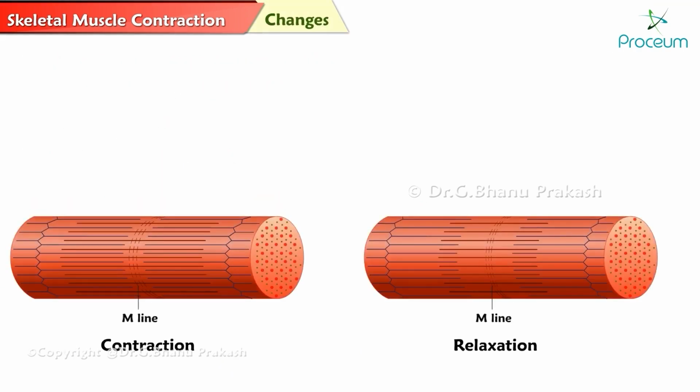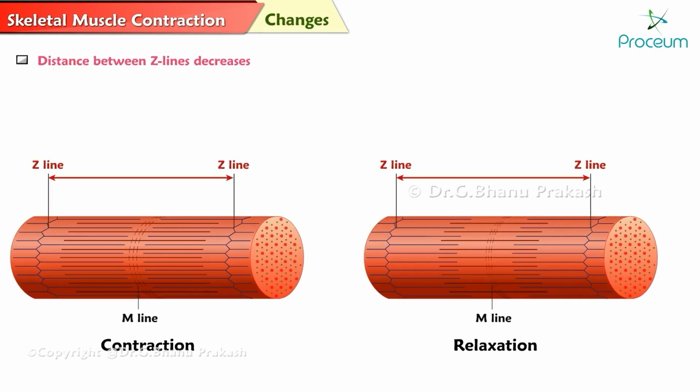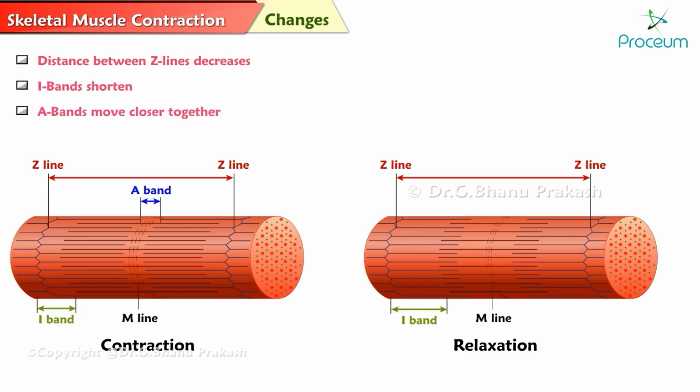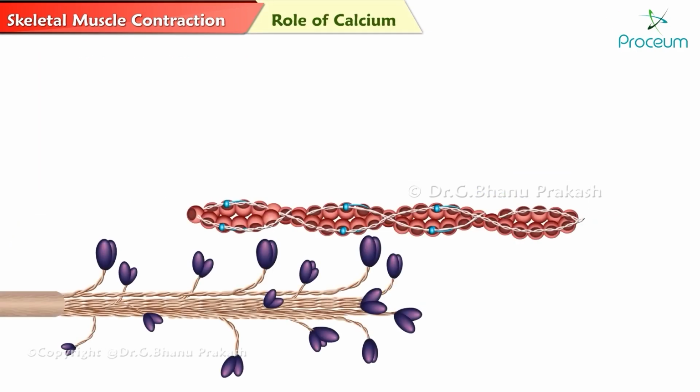The changes in muscle during contraction are: the distance between the Z lines of the sarcomeres decreases, the I bands shorten, the A bands move closer together but do not diminish in length. The role of calcium in contraction mechanism.